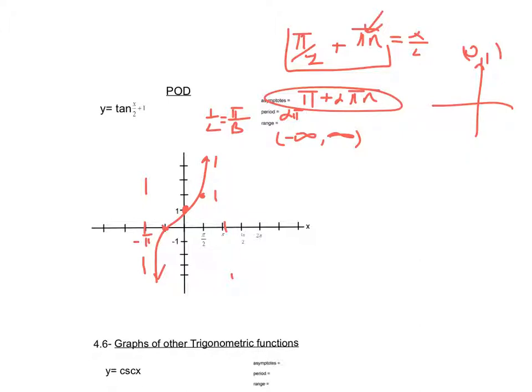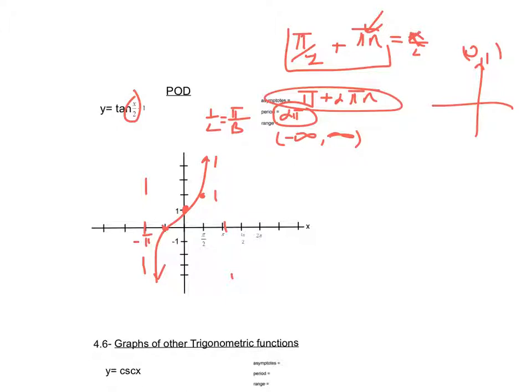If you set that equal to your x over 2, this value, then you're going to be able to actually solve for the asymptotes. Okay, your period is 2 pi because pi over b is 1/2, and you can solve. Your range is always negative infinity to infinity.